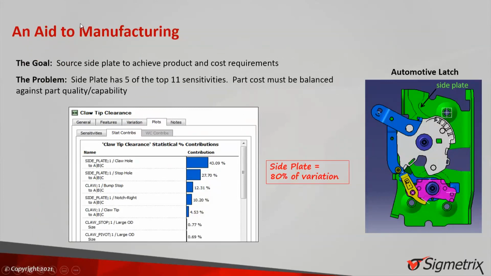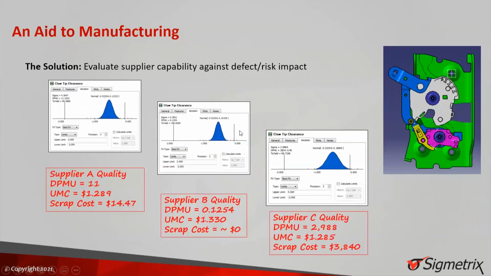Okay, so this is interesting for manufacturing application. So this is already in mass production. You may even have first, second source suppliers, right? So the goal is source separation to achieve the product cost requirement. So after analyzing the tolerance stack-up, we find that the side plate has over 80% contribution to the final variation. So they focus on this part supplier.